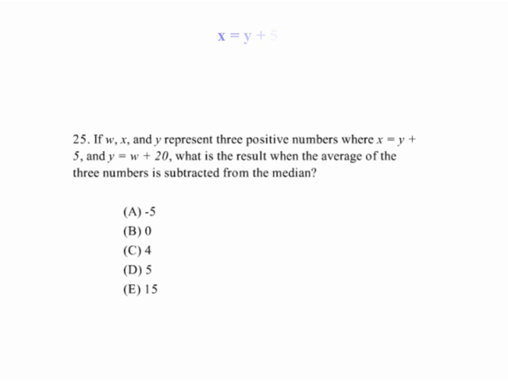Well, if x is equal to y + 5, x is greater than y. And if y is equal to w + 20, y is greater than w. So we have here y being the median. So we will be subtracting (x + y + w) / 3 from y. Our first step is to reduce the expression. We can do that by multiplying through by 3.